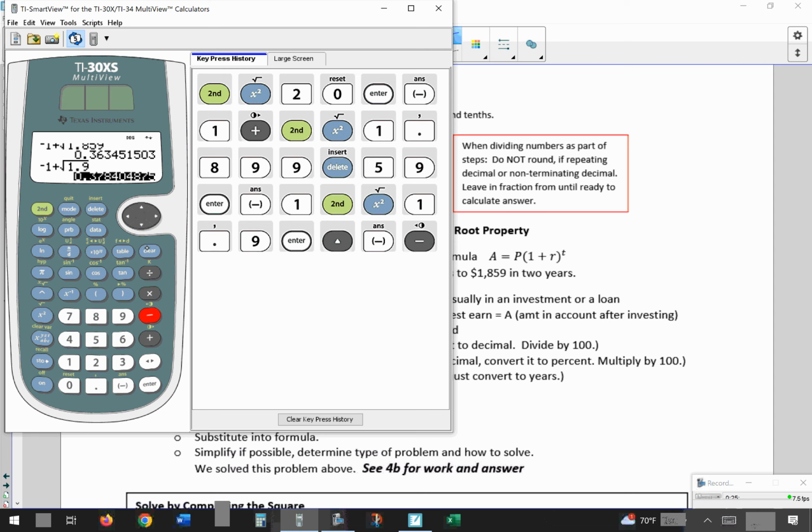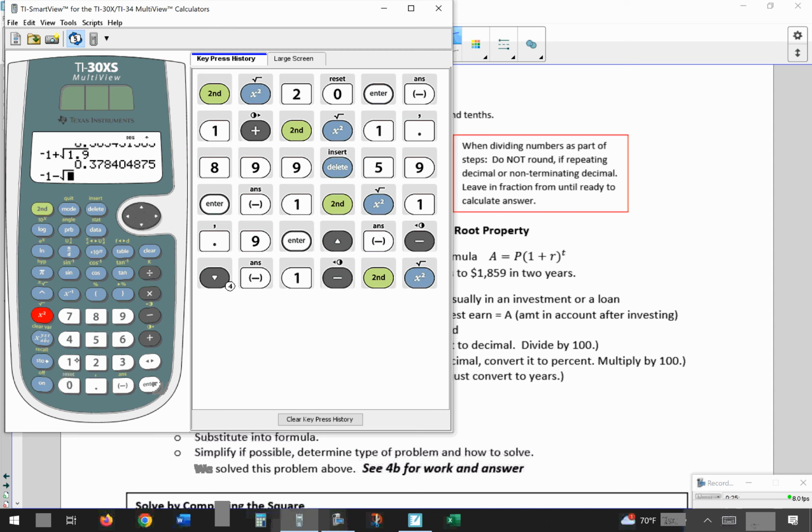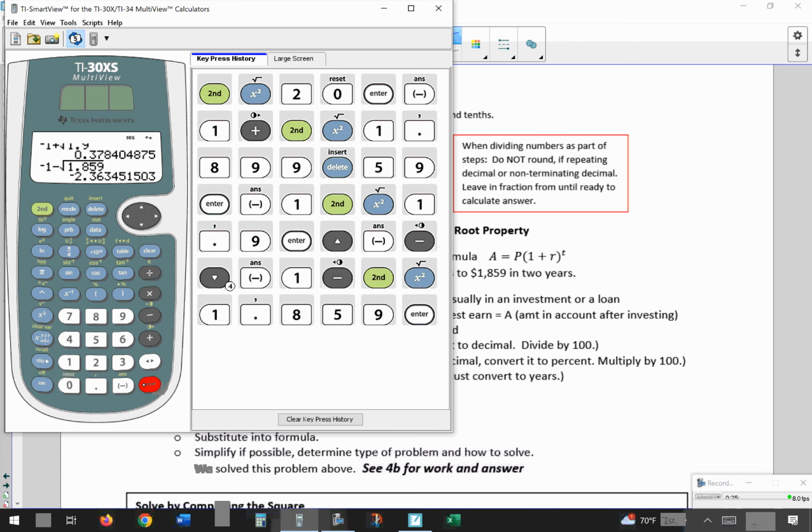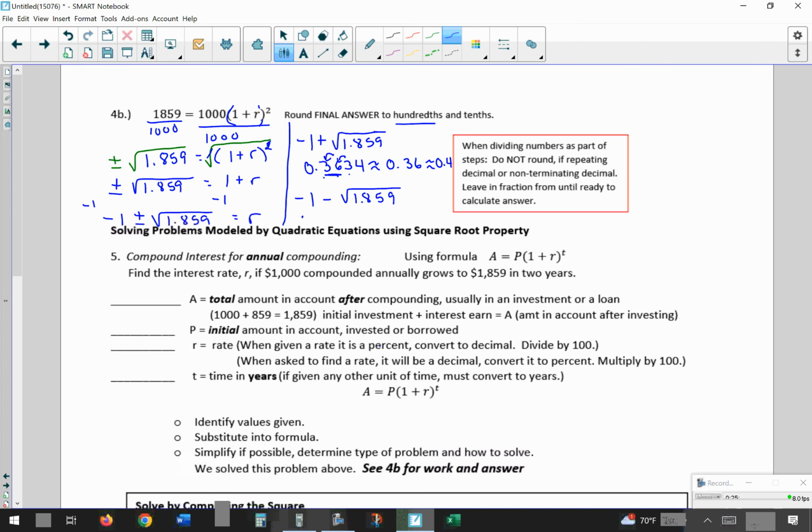-1 minus, oops, sorry, I didn't get out of that screen. -1 minus square root of 1.859. And that gave us -2.3634. And then again to the nearest hundredths, -2.36, and the nearest tenths, -2.4. So by keeping it in radical form until I'm ready to get the answer and rounding only in that last step, I'm giving the most accurate answer.